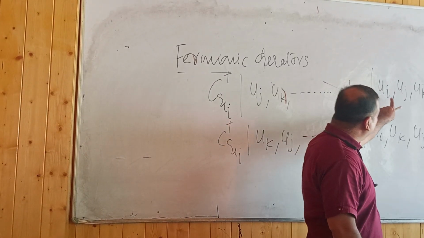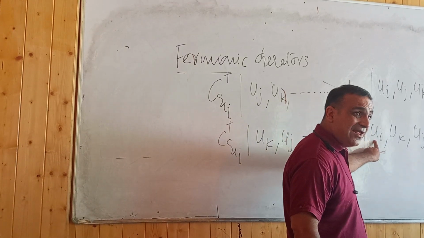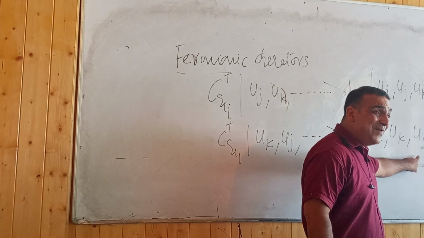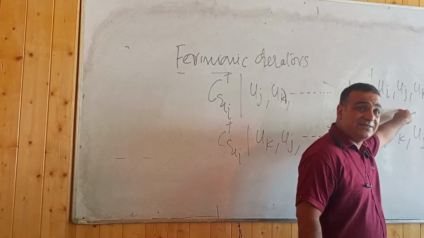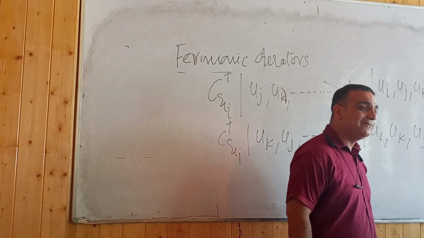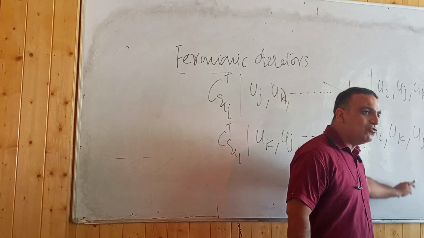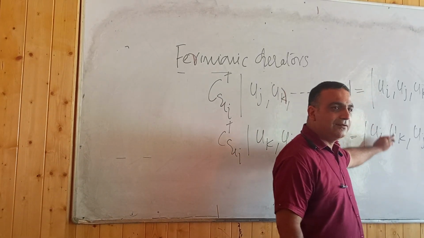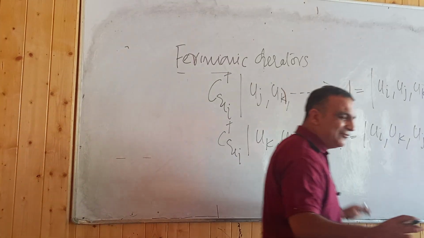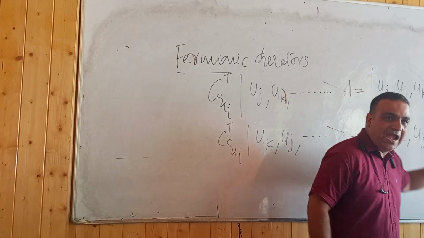In the first case you have ui, uj and uk. In the second case you have ui, then you have uk and you have uj. But I want to make it resemble my previous state. So what should I do for that? What should I do? Annihilation? No, you don't have to do anything like that. I would like to bring this J here and K there.